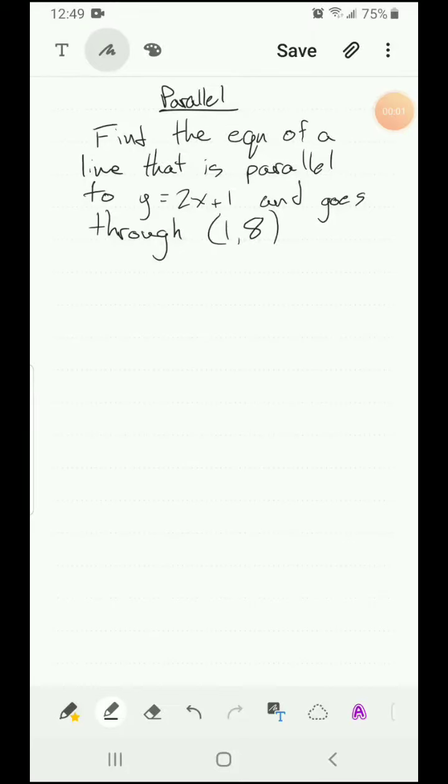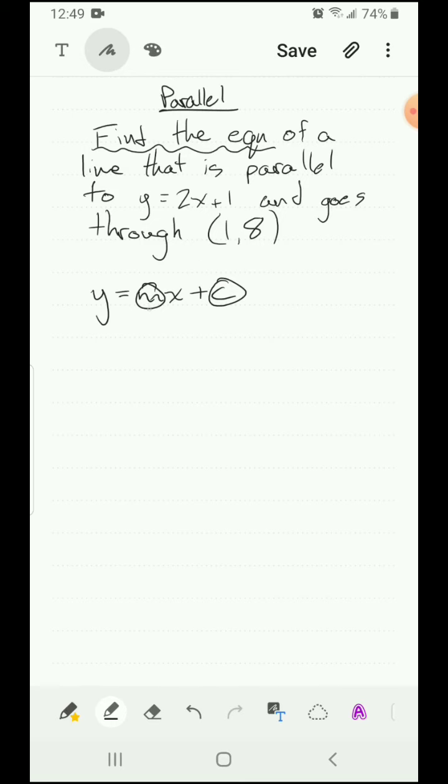So let's continue with this idea of parallel and perpendicular lines. We're given this question: find the equation of a line that is parallel to y equals 2x plus 1 and goes through (1, 8). Okay, so find the equation. That means we are looking for the equation of a line, right? y equals mx plus c. That's what we're looking for. All we need to find is m and c.